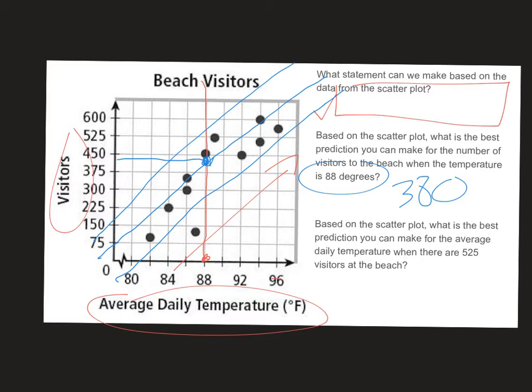The next question says, based on the scatter plot, what is the best prediction you can make for the average daily temperature if there's 525 visitors? So now it's having us look at the y-axis. 525 is right here. We're going to go across to see where it hits our trend line. Hits our trend line right about there and we go down. So that shows in order to get 525 visitors, we should have an average daily temperature of about 92 degrees.